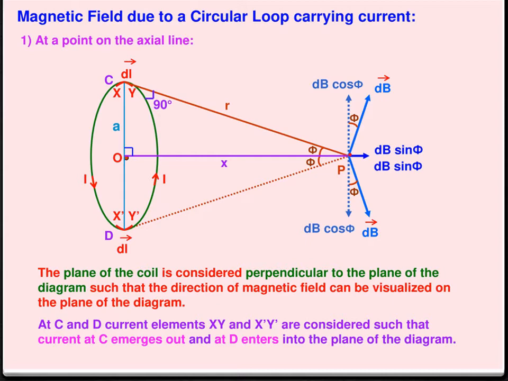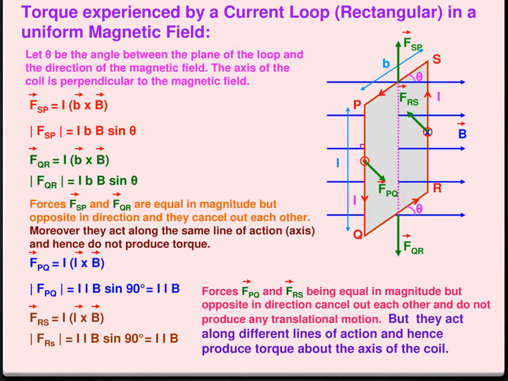Children, now we are going to see the torque experienced by a current loop in a uniform magnetic field. Let theta be the angle between the plane of the loop and the direction of the magnetic field. Now the axis of the coil is perpendicular to the magnetic field.